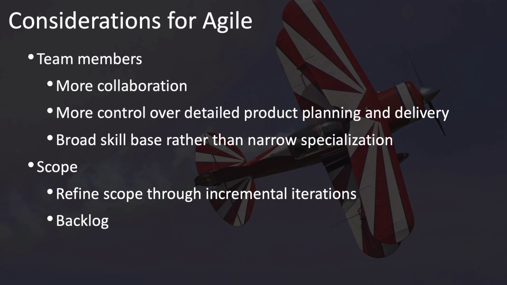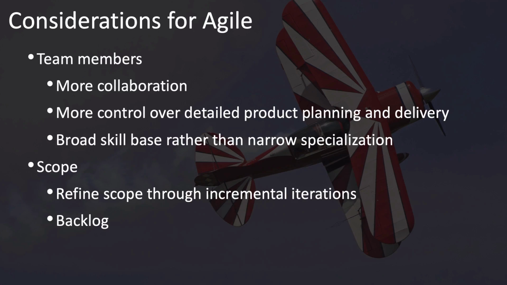One is the group of considerations regarding team members, in which for agile or adaptive approaches, these are dependent on more collaboration amongst the team members and stakeholders. These team members are more self-organizing and have more control over the detailed planning and delivery of the work. And team members are generally more experienced and have a broader skill base rather than narrow specializations. This allows for more flexibility in self-organizing teams and in assignments.